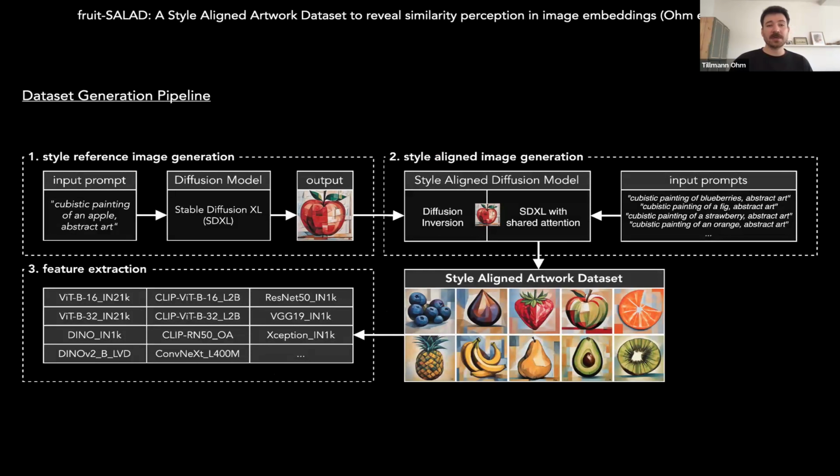So as our first benchmark and an example to investigate semantic category versus style perception, we created Fruit Salad, 10,000 high-resolution images of fruit depictions. And here's how it works. We start with a prompt, for example, an apple in cubist style, to create a reference style image. Then using diffusion inversion and shared attention, we fix the style and generate other fruits like oranges or strawberries in exactly the same stylistic properties. We can then extract feature vectors from these controlled images, revealing how different methods and models perceive them.